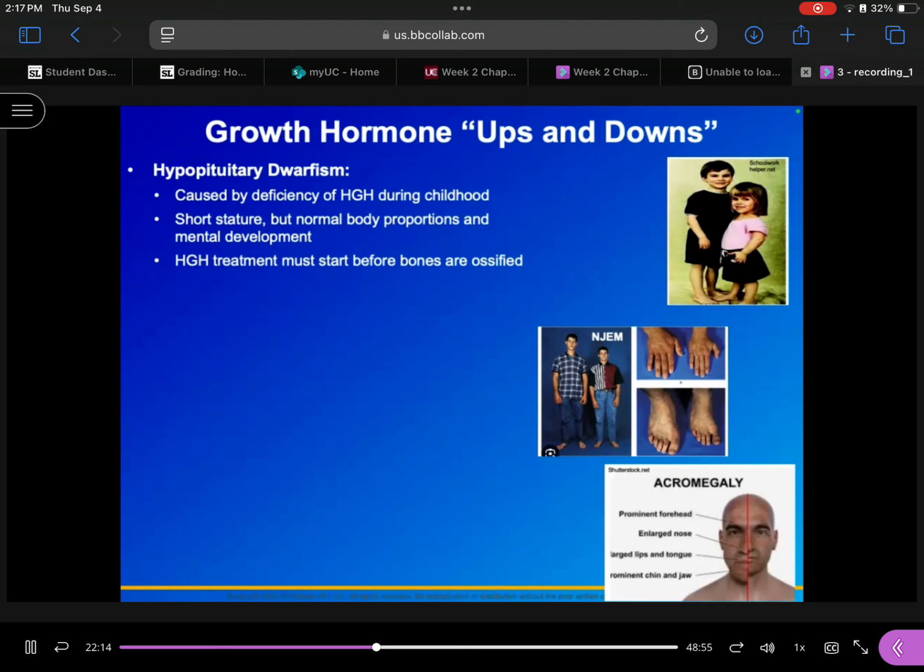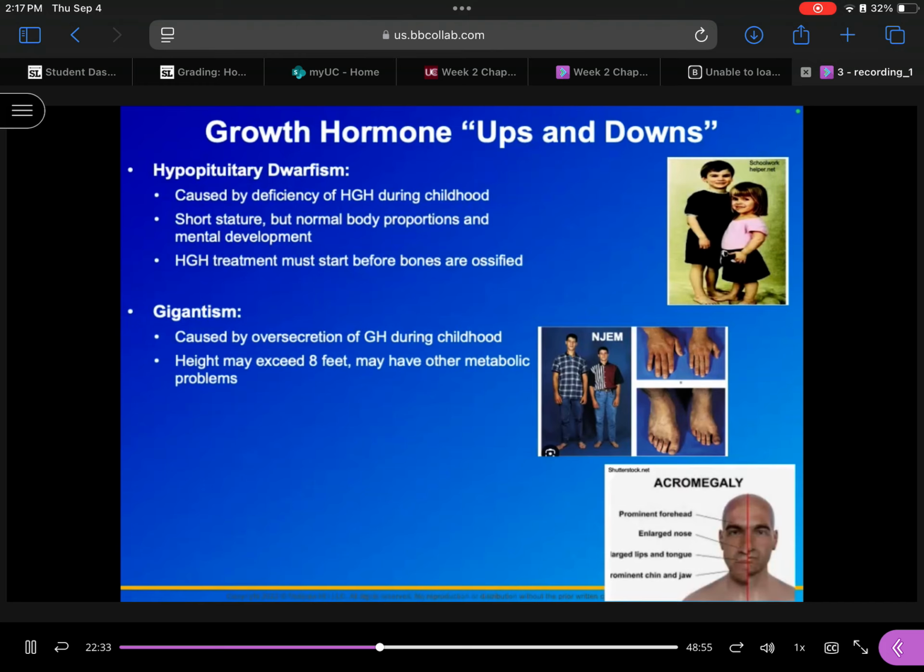It needs to be started prior to the sealing of that epiphyseal plate. Otherwise, it's not going to help them out much. All right, so we have gigantism. I mentioned this to you last time we were together, when we were talking about acromegaly and gigantism. Gigantism occurs during childhood, and is caused by an oversecretion of growth hormone. So the height can exceed 8 feet tall.